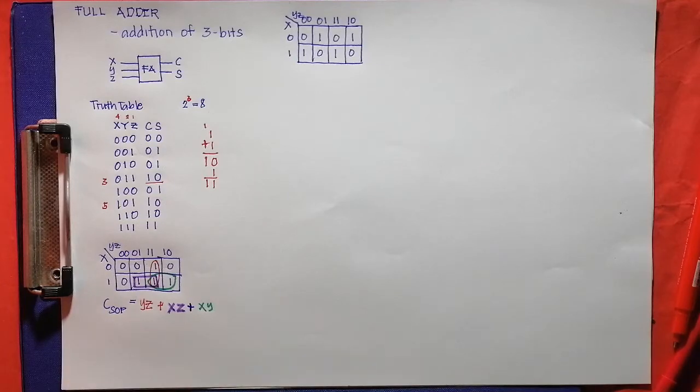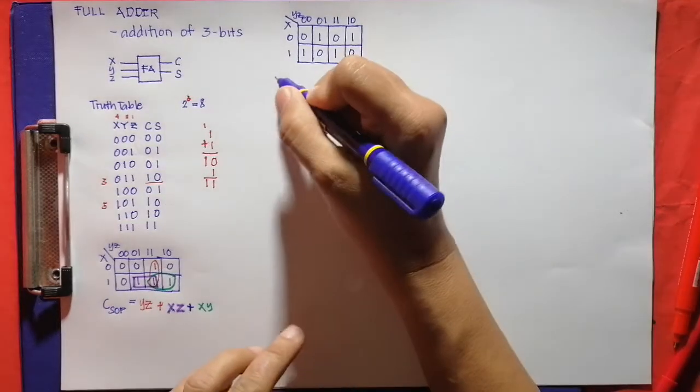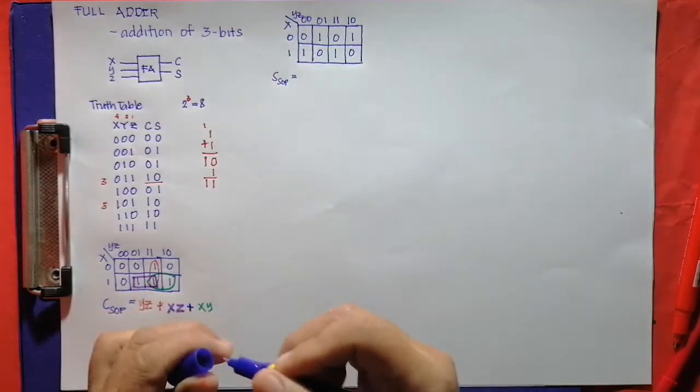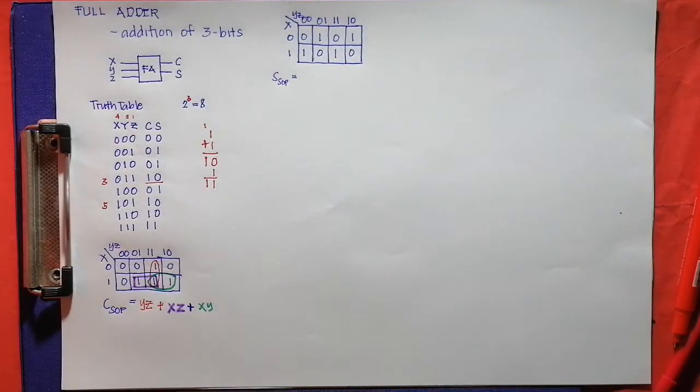Okay? So for S SOP, we're going to group it by 1. Okay? So we have it this way.